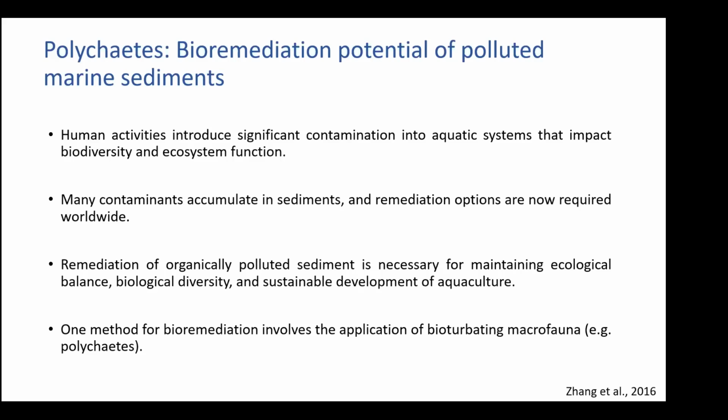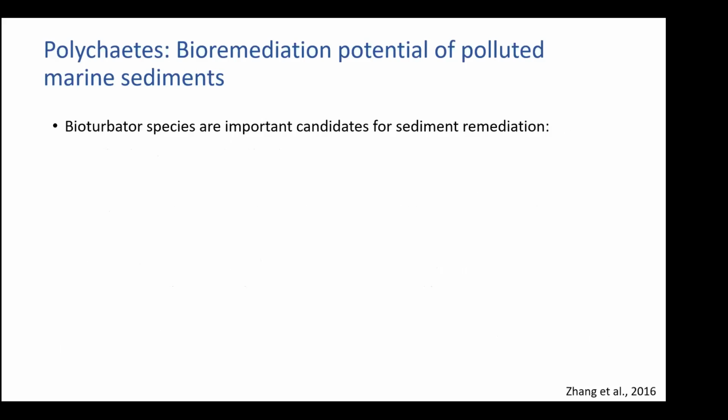One way used in remediation is the use of marine polychaetes, usually bioturbators, which are the organisms that interact most with the sediments and have more impact on sediment characteristics. And so polychaetes with this behavior are usually used in bioremediation of marine sediments. Bioturbator species. Why are bioturbators important candidates in the remediation of contaminated sediments?